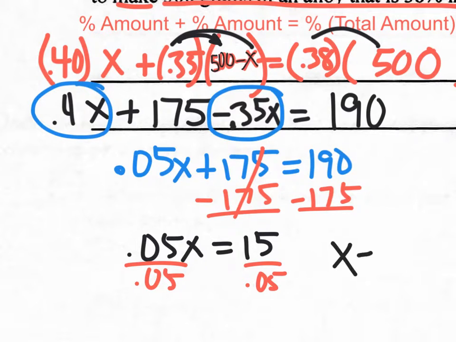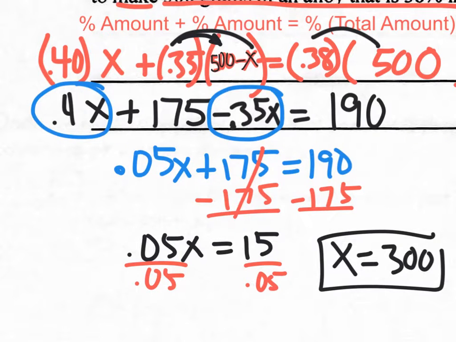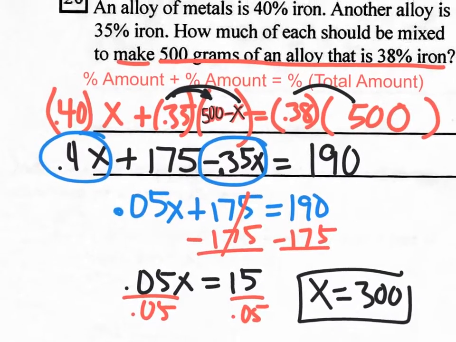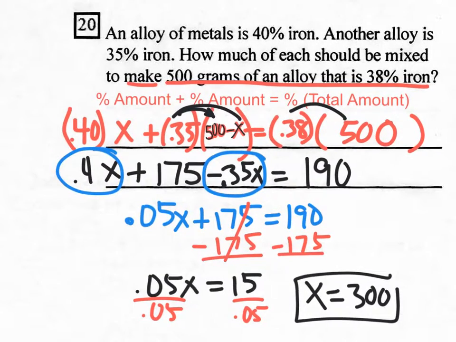So x equals 300. Now, what did we just find? We found the grams. We found the grams of what, though? How much each? Look at this, X is right here. That's a 40% solution, guys. So your final answer is 300 grams of the 40% solution.